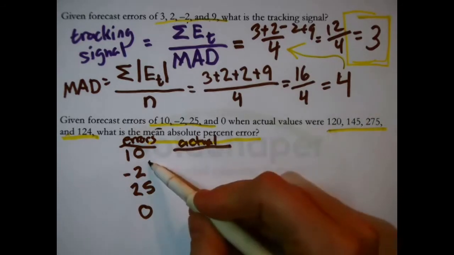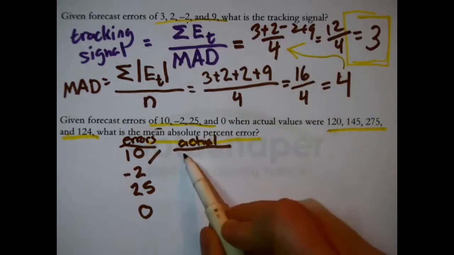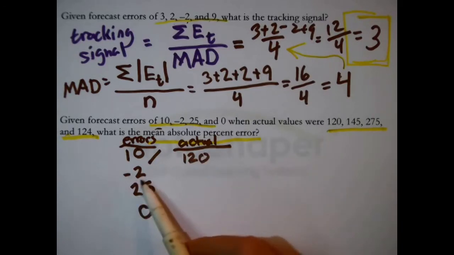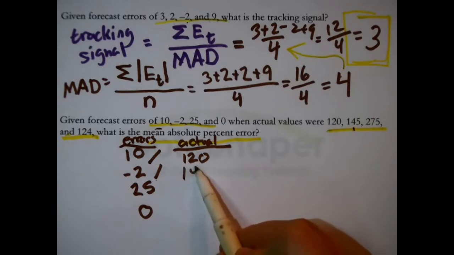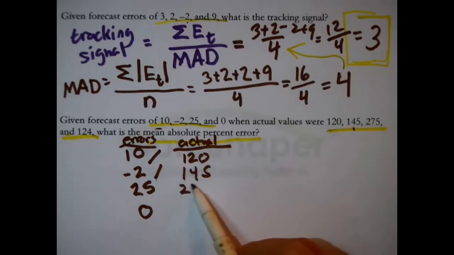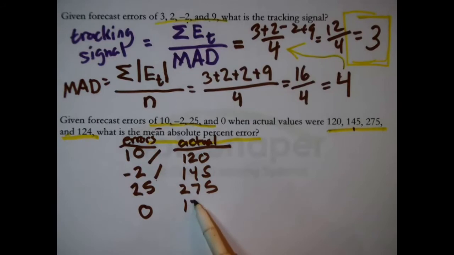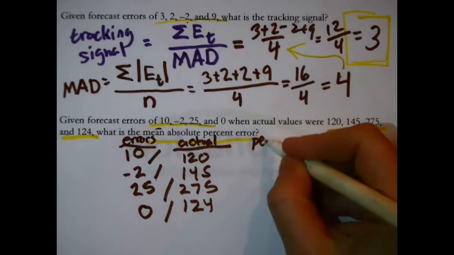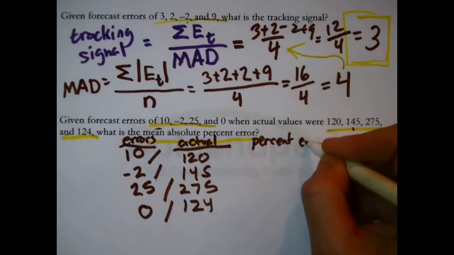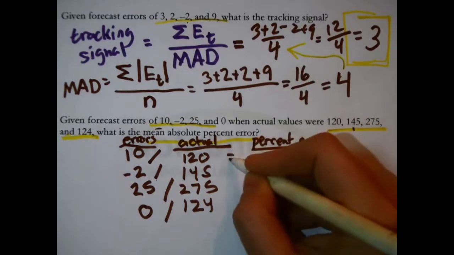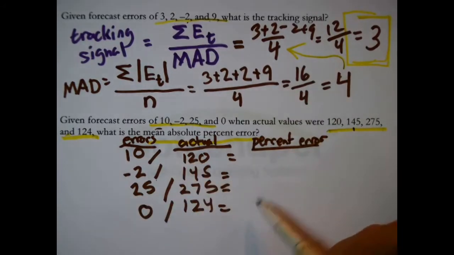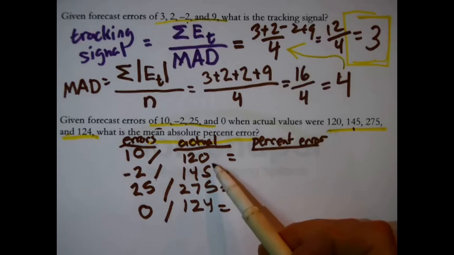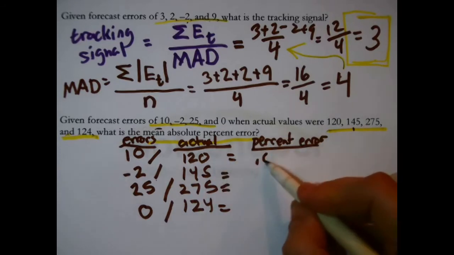Because what I want to do is say 10 divided by 120, -2, that was the error, divided by 145, 25 divided by 275, 0 divided by 124. Why? Because first I'm going to calculate the percent errors, and that would just be if I put those into the calculator.